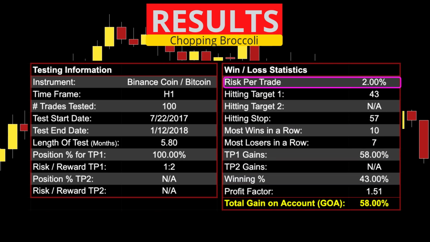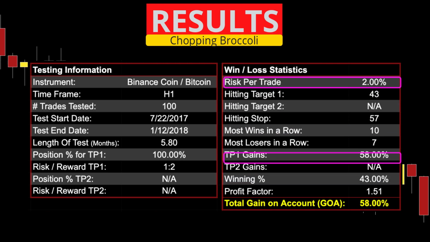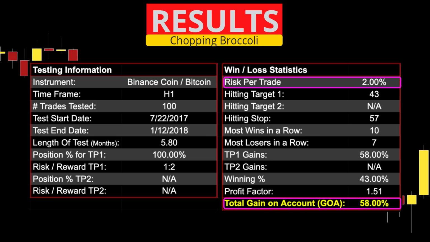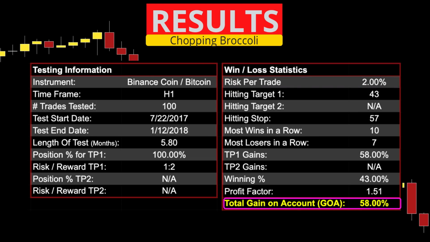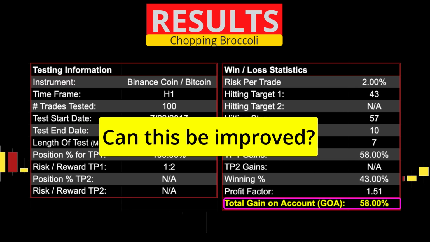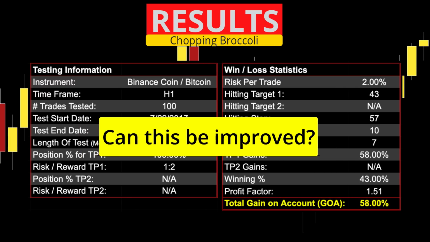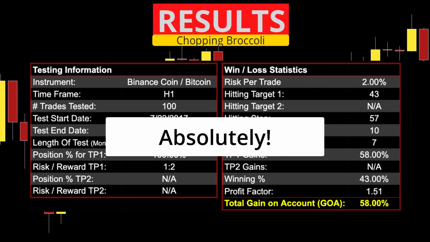Risking 2% on each position, the total gain on account would wind up being a very nice 58%, not accounting for fees, spreads, and commissions. That being said, there are some very obvious ways to improve on those respectable numbers.